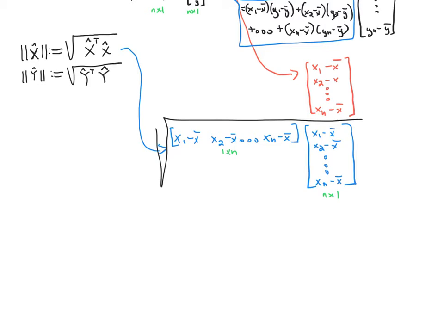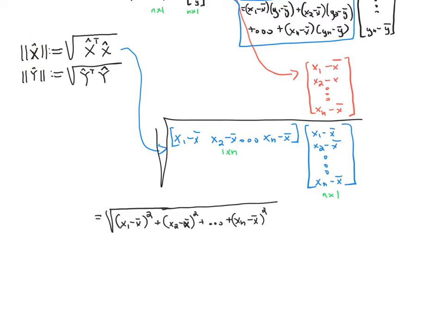So this simplifies to the square root of (x1 minus x bar) squared. That's our first multiplication: x1 minus x bar times x1 minus x bar, so that gives us (x1 minus x bar) squared. And it's the same for all entries: (x2 minus x bar) squared, all the way to (xn minus x bar) squared. So that's how the norm of x hat works.